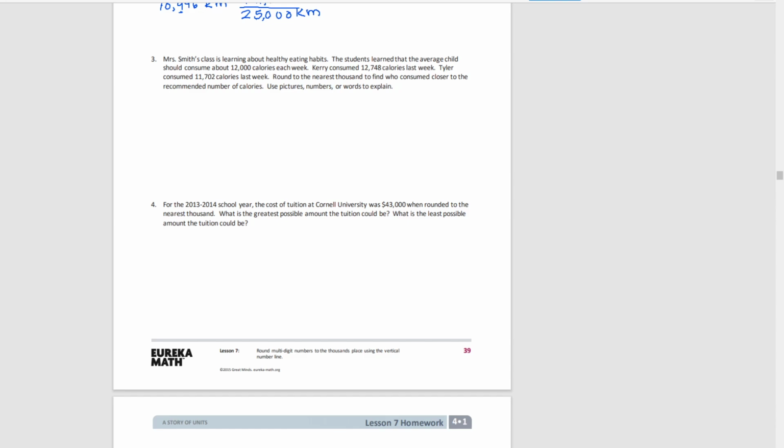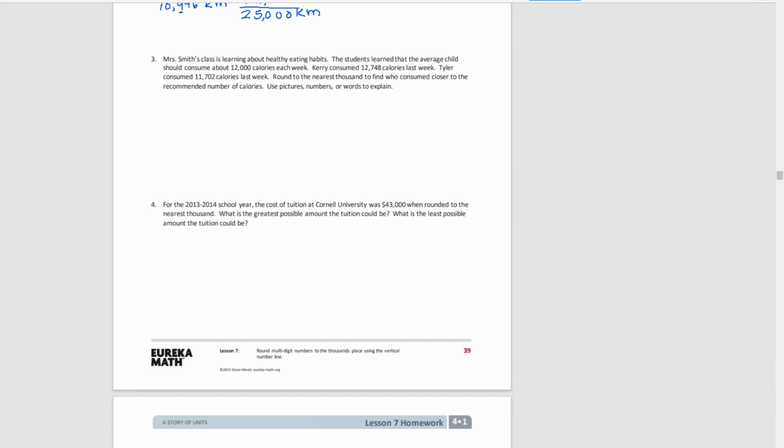Okay, Mrs. Smith's class is learning about healthy eating habits. The students learned that the average child should consume about 12,000 calories per week. Carrie consumed 12,748 calories. Tyler consumed 11,712 calories per week. Round to the nearest thousand to find who consumed closer to the recommended number of calories. Use pictures, numbers, or words.